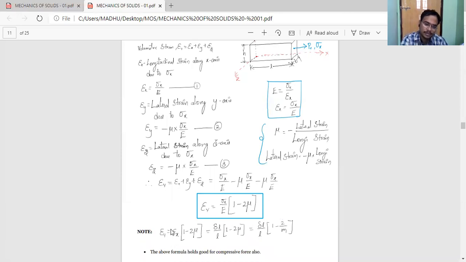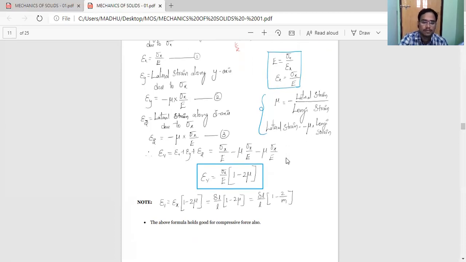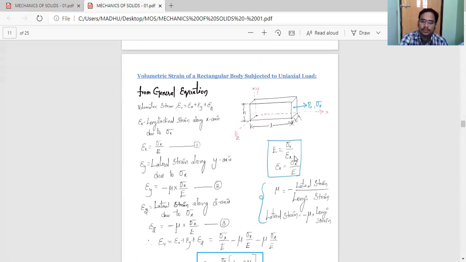It is also written as epsilon x into 1 minus 2 mu, which is equal to del L by L, because epsilon x means change in length by original length, since it is a primary strain, into 1 minus 2 mu. It is also equal to del L by L into 1 minus 2 by m. Here a note is given: the above formula holds good for the compressive force also. Here we have taken a tensile load. If it is a compressive load, the result is the same.